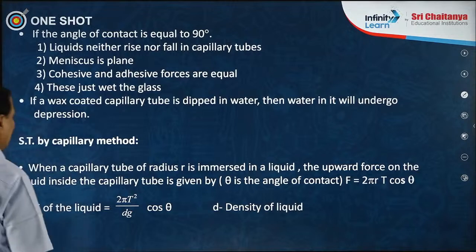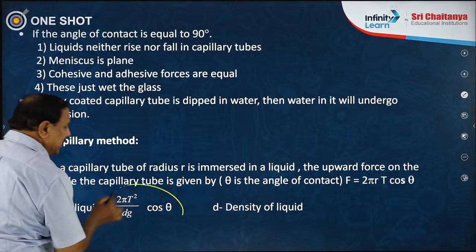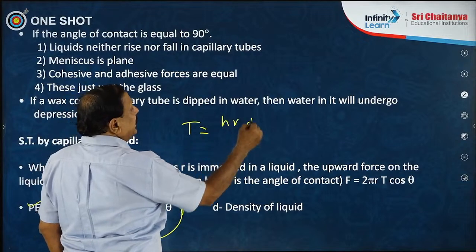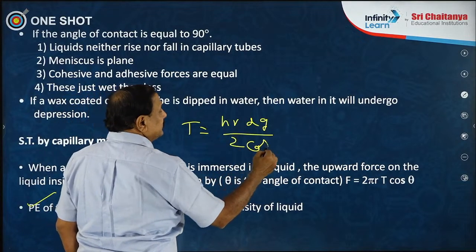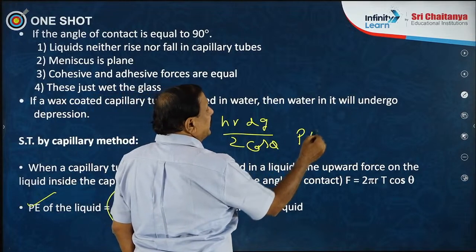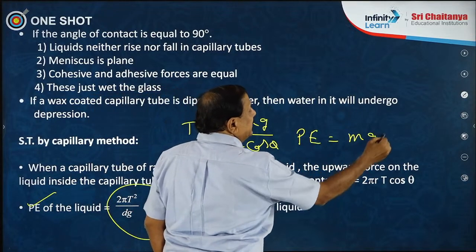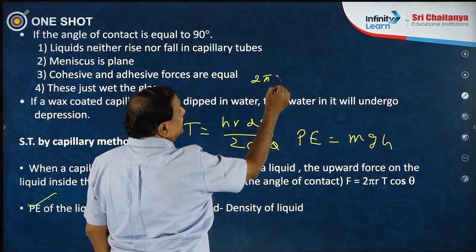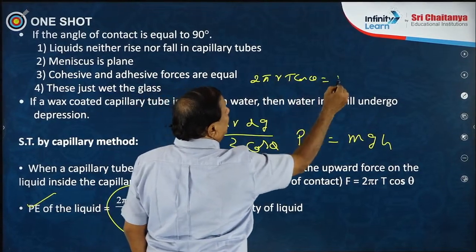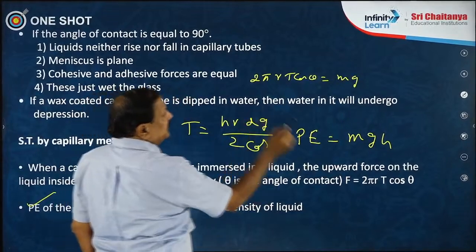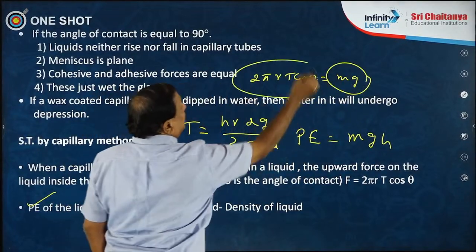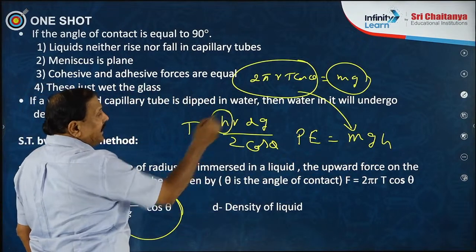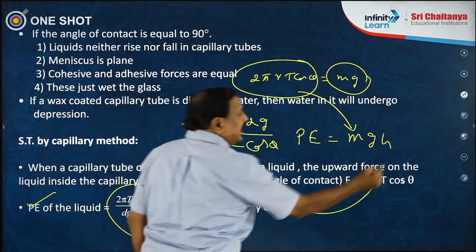Now, this is a very important formula for the potential energy. T is equal to h r d g by 2 cos theta, as I told just now. If you want the potential energy of the liquid, the general formula is mgh. Already we have written the fundamental formula for capillary rise: 2 pi r into T cos theta is equal to mg. So from this equation, mg can be substituted here as 2 pi r into T cos theta. Next, from this equation, h is calculated and this h is substituted here.